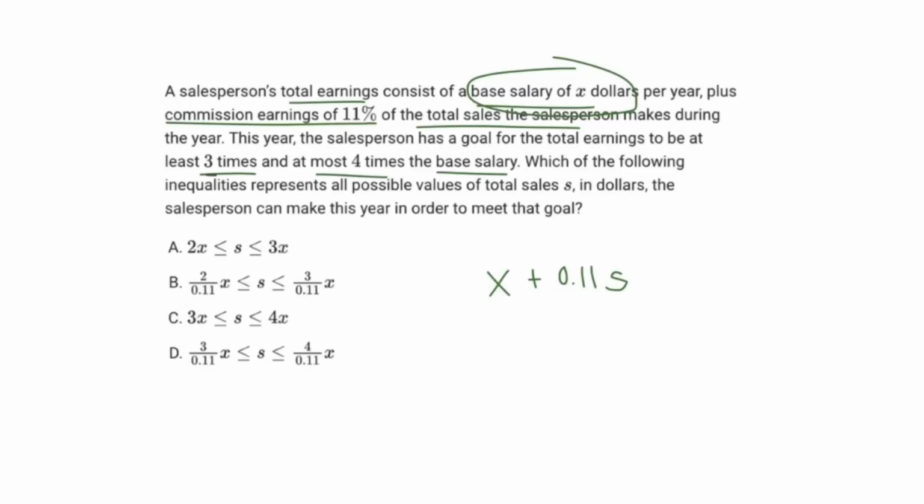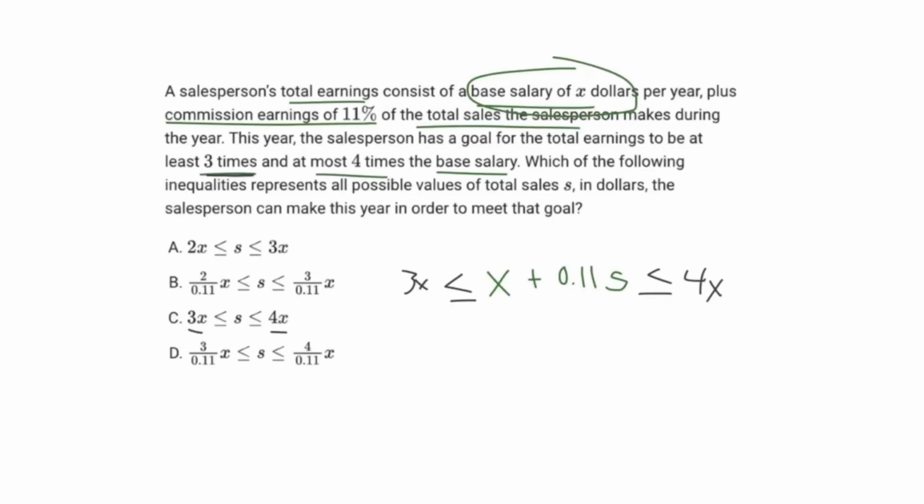So we know that has to be at least 3 times the base salary. So let's write 3x is less than or equal to our total earnings, and at most 4 times the base salary. So that's going to be less than or equal to 4x. All right, so now that we're looking at our answer choices, none of them actually line up, right? C is similar, right, with 3x and 4x, but it just has S in the middle, whereas we have x plus 0.11s. Therefore, in order to actually get an answer that matches up with one of the answer choices, we need to simplify this inequality.